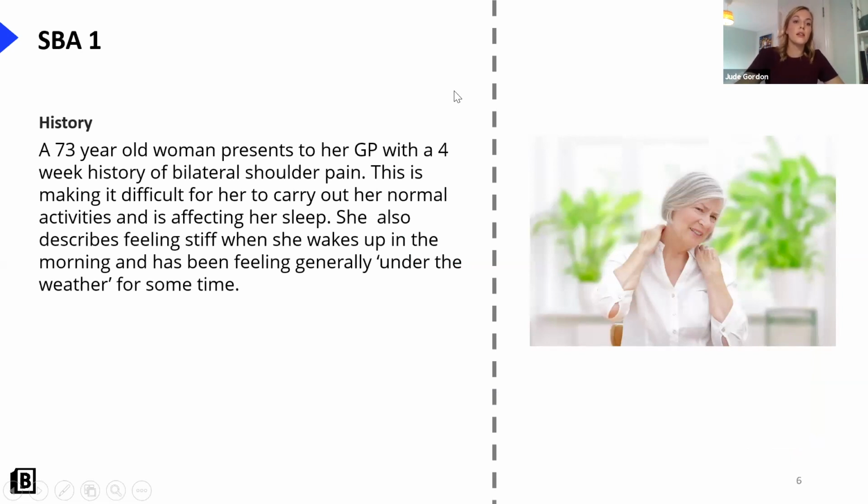But our first case is of a 73-year-old woman who presents to her GP with a 4-week history of bilateral shoulder pain, and it's making it difficult for her to carry out her normal activities and is affecting her sleep. She also describes feeling stiff when she wakes up in the morning and has been feeling generally under the weather for some time.